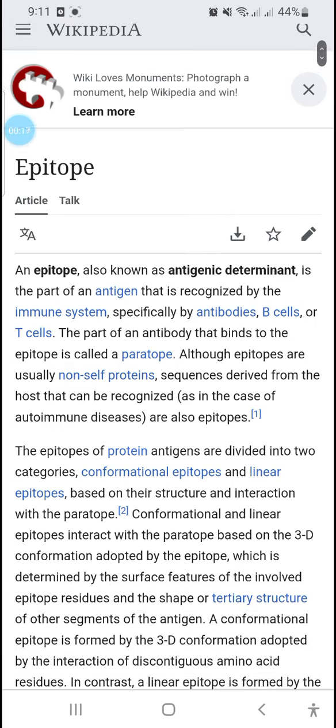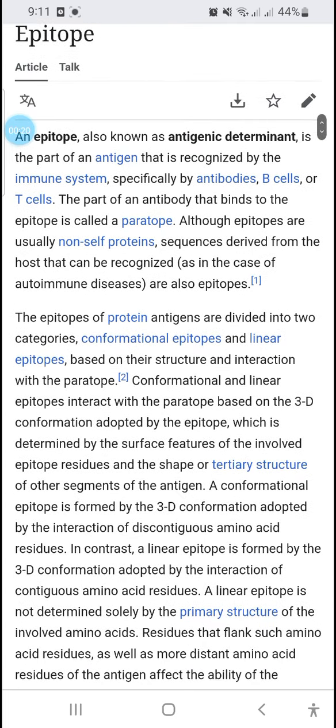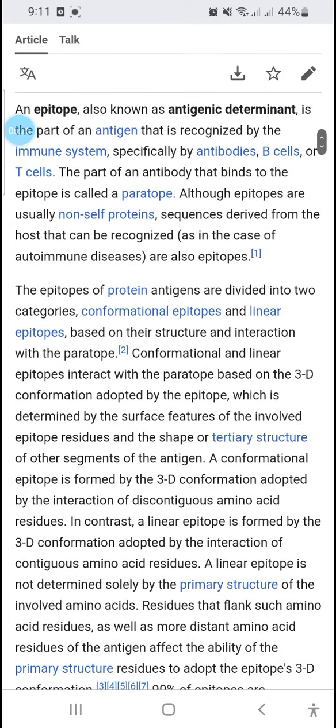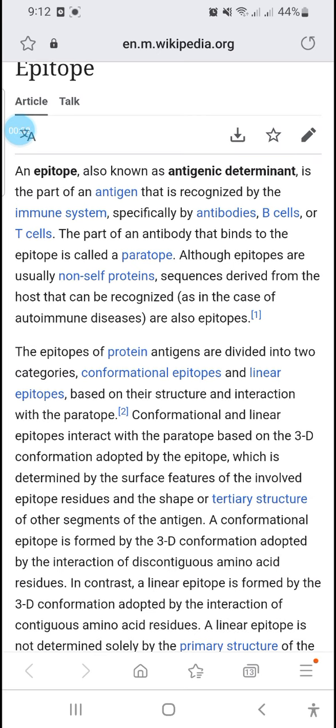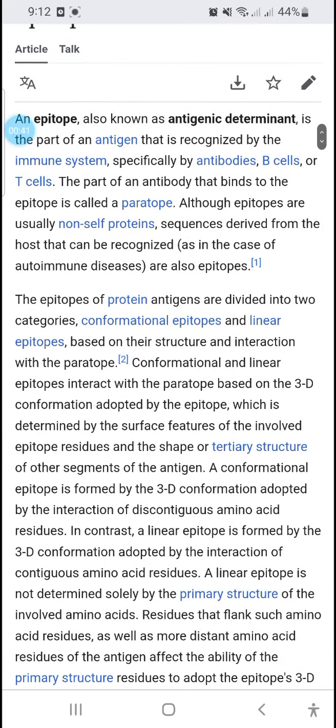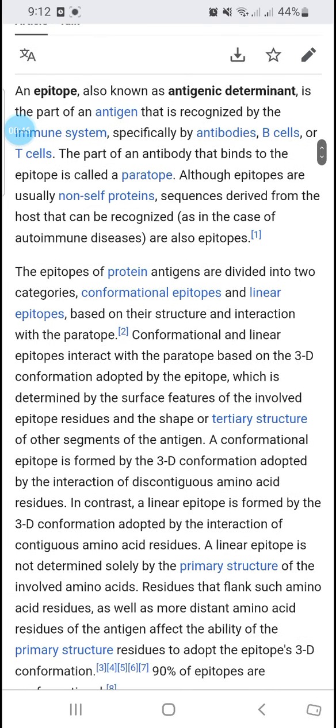So let's start our topic. An epitope, also known as antigenic determinant, is the part of an antigen that is recognized by the immune system, specifically by antibodies, B cells or T cells. The part of an antibody that binds to the epitope is called a paratope. Although epitopes are usually non-self proteins, sequences derived from the host that can be recognized, as in the case of autoimmune disease, are also epitopes.